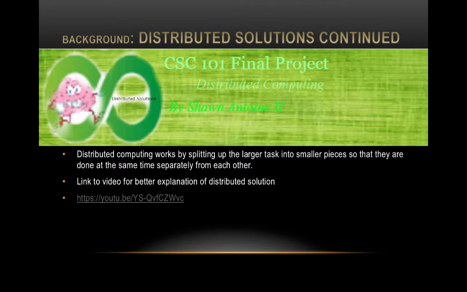Background continued about distributed solutions. Distributed solutions works by splitting up the larger tasks into smaller pieces so that they can be done at the same time and so that the task becomes easier. Here's also another link explaining how distributed solutions work.